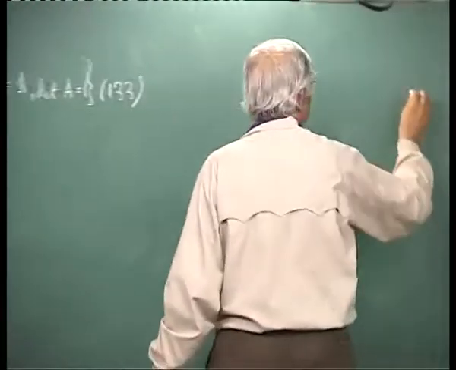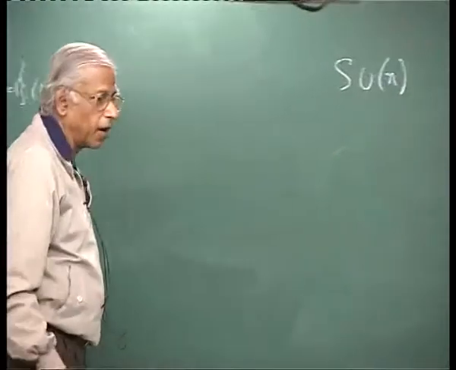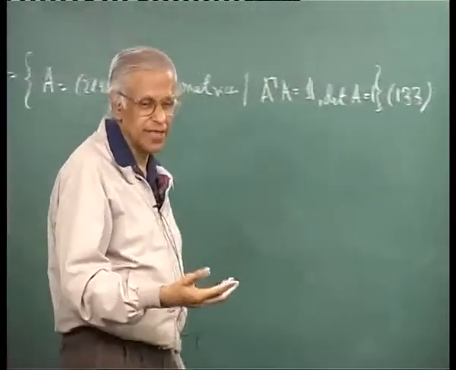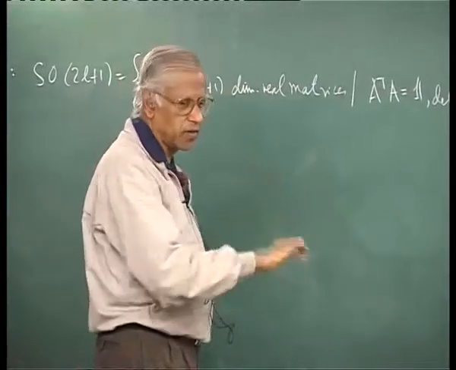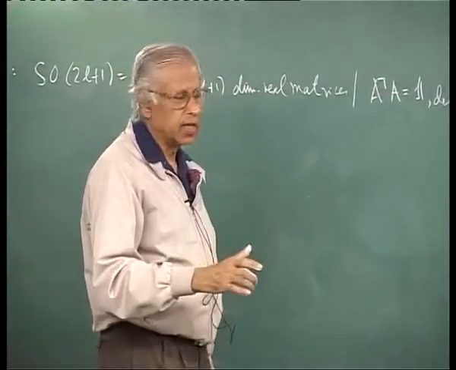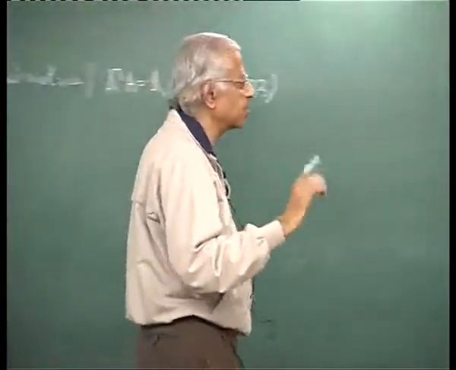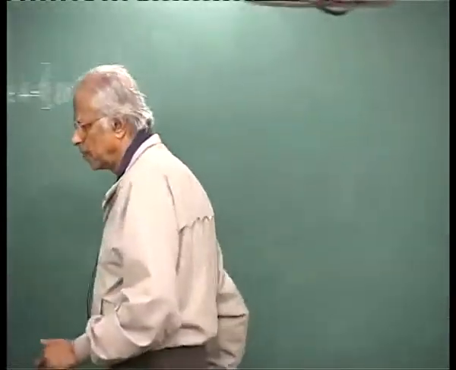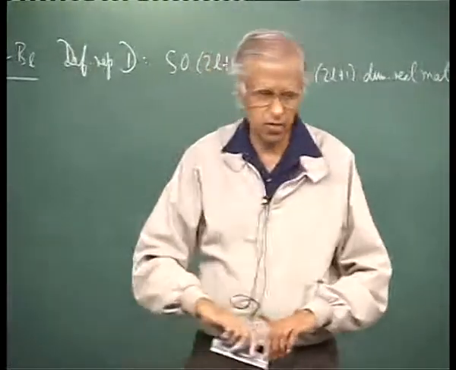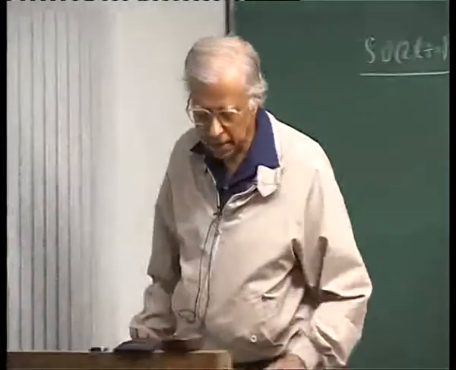In contrast, when we come later on to this family, the unitary, that is complex unitary rotation, there is a pattern which is uniform for all n. There is no need to distinguish between even and odd dimensions. For the unitary groups, it's not necessary. For the orthogonal groups, it is necessary. So it's a qualitative difference which you should bear in mind.